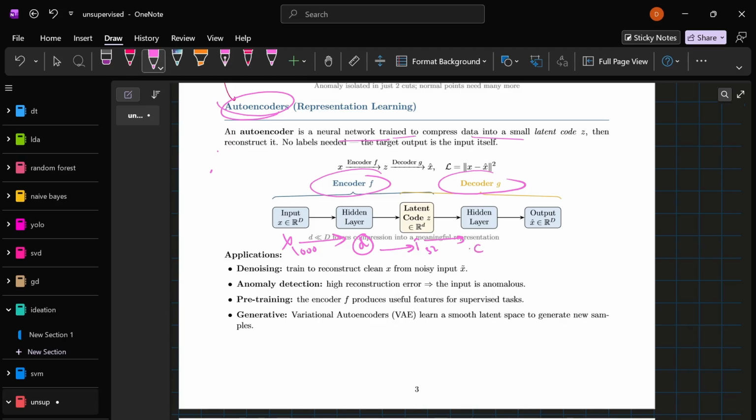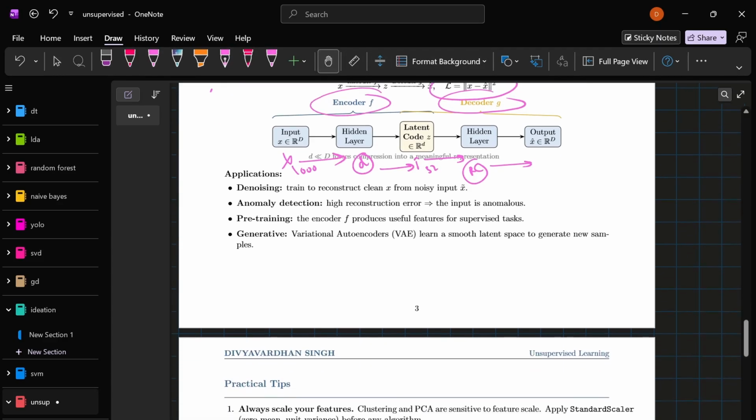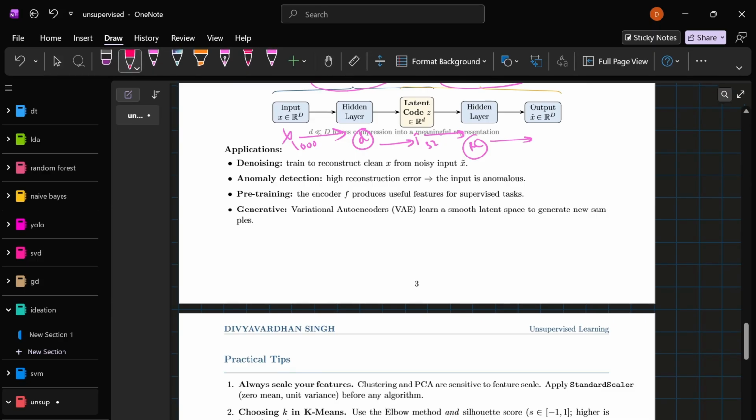The training objective is very simple: minimize the reconstruction error, which is the squared difference between x and x hat. Now the real magic is that there is no label needed at all. The target output is just the input itself. The network learns to compress and decompress on its own, and because d is much smaller than D, the bottleneck in the middle forces the network to learn a meaningful compact representation of the data. It can't just memorize, it has to learn the structure.